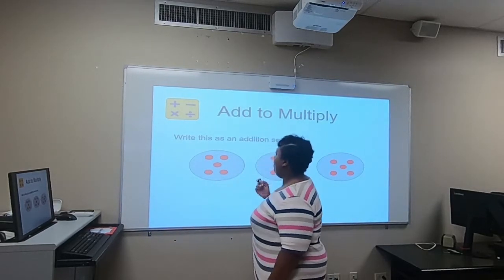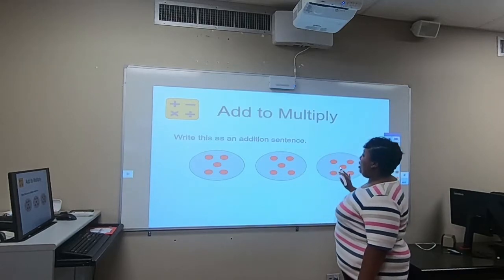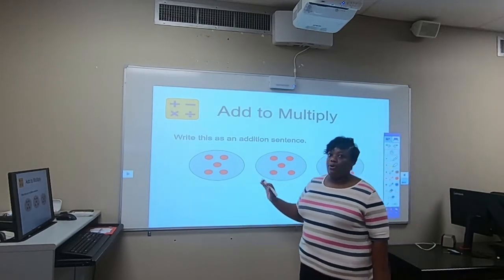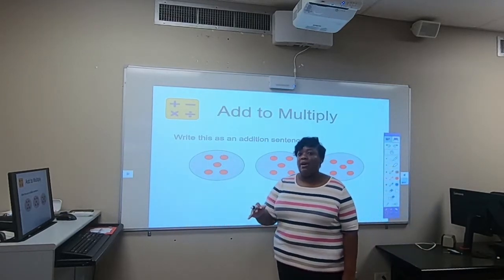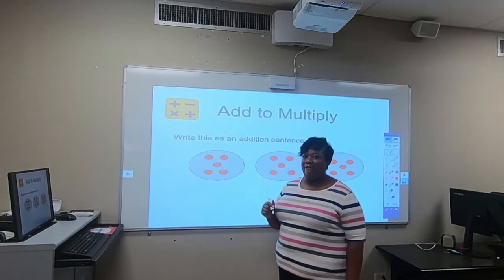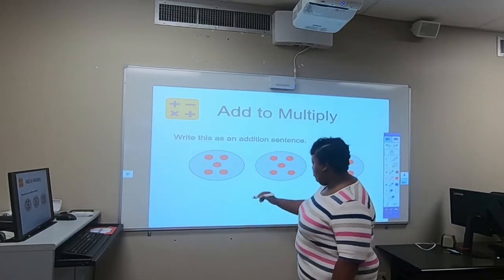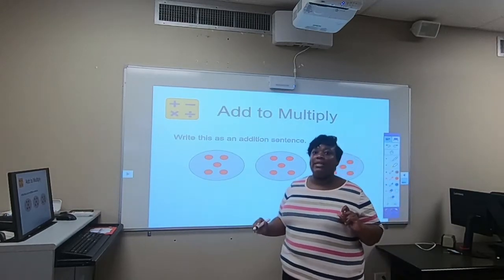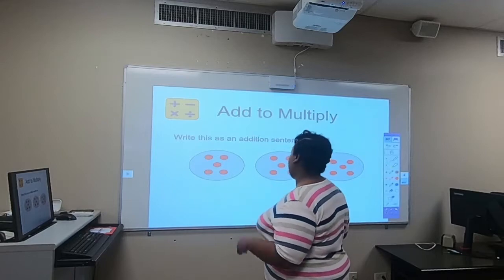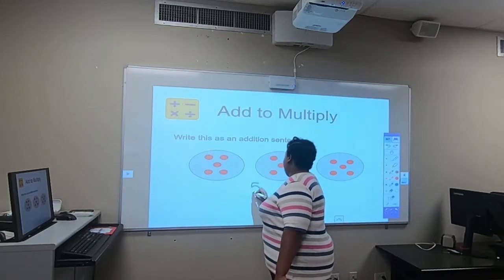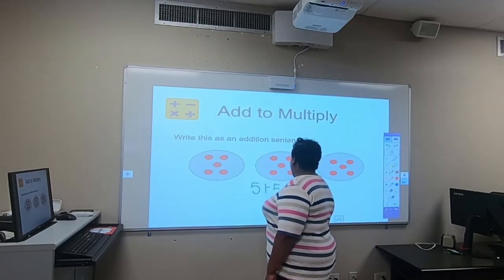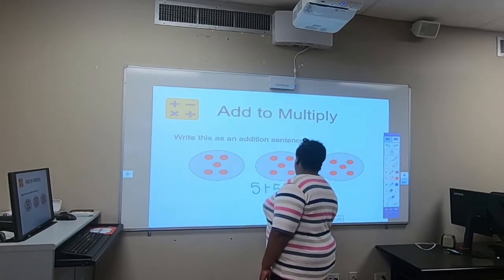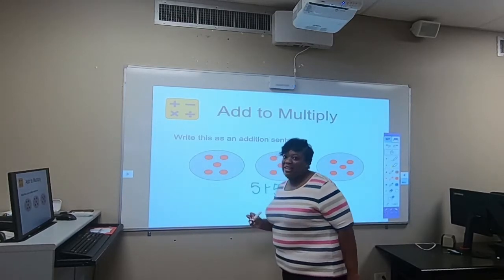So let's look at what we have. What we want to do is look and see how many are in each group. There are 5 in each group, and that's the number I want to use. How many times am I going to add 5? Well, how many groups do I have? I have 3. So I want to add 5 3 times in a repeated addition sentence. Let's do that. 5 plus 5 plus 5 equals, let's count by 5s.